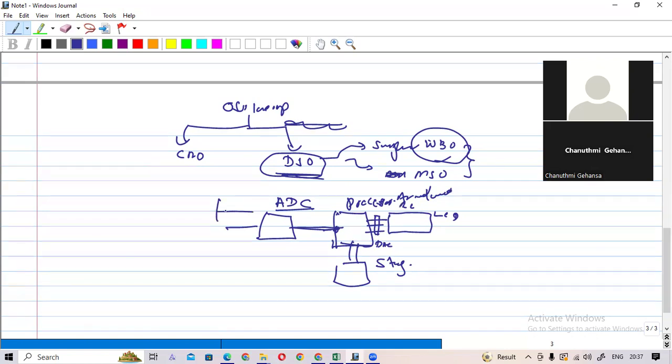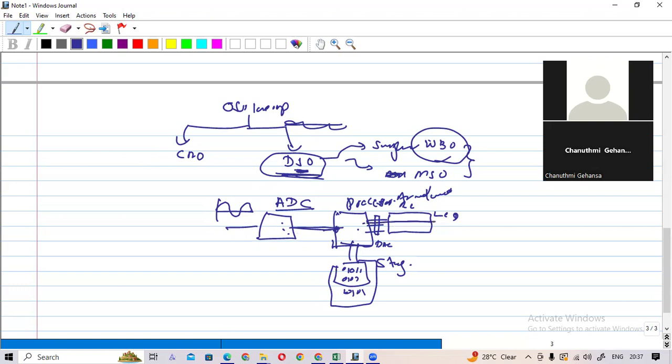Then what is it doing? If you are giving an analog signal, it samples, quantizes, and encodes. Then it generates some sample values. Those sample values can be stored here in the storage. That is why it is called a storage oscilloscope. We can store these samples. Then whenever we need them, we can get these samples to one port.